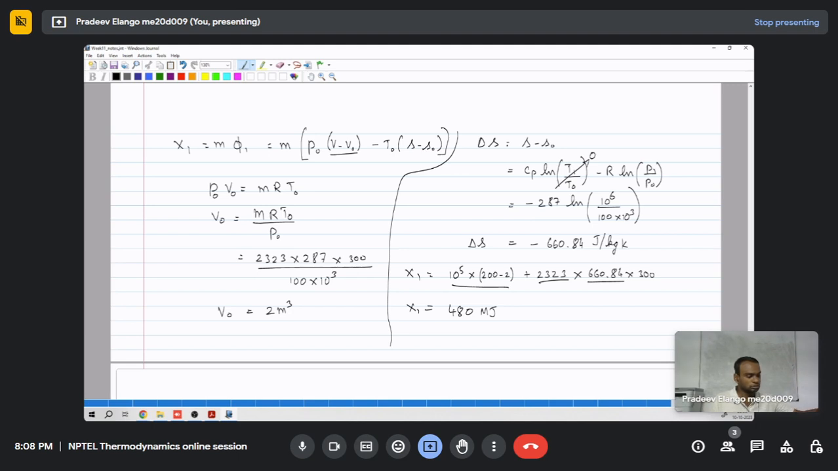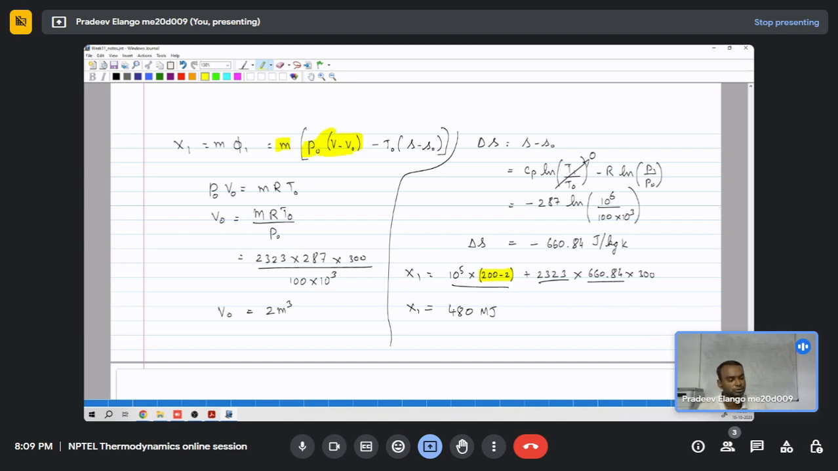Where we have done changes, sir? So in x1 here this p naught into delta v is there, no? Yes, sir. So if you have specific volume, then you will multiply with the mass term. Here we had the total volume, no? So we need not multiply with the mass for the pressure term, and only for the specific entropy change we need to. Mass is only for the entropy.